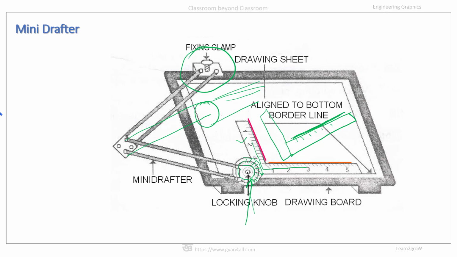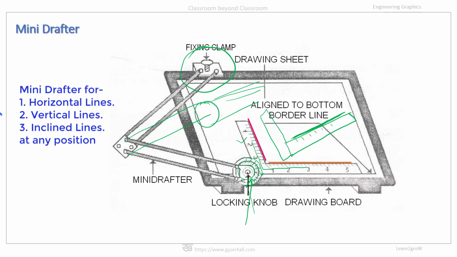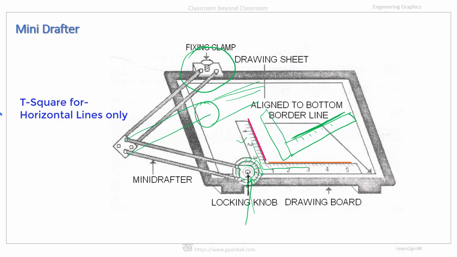So to summarize, with the help of a Minidrafter, we can draw vertical lines, horizontal lines, and inclined lines without using the T-square. But in the case of a T-square, the T-square can be used to draw horizontal lines only, and to draw inclined or vertical lines, we have to use a set square at the same time.